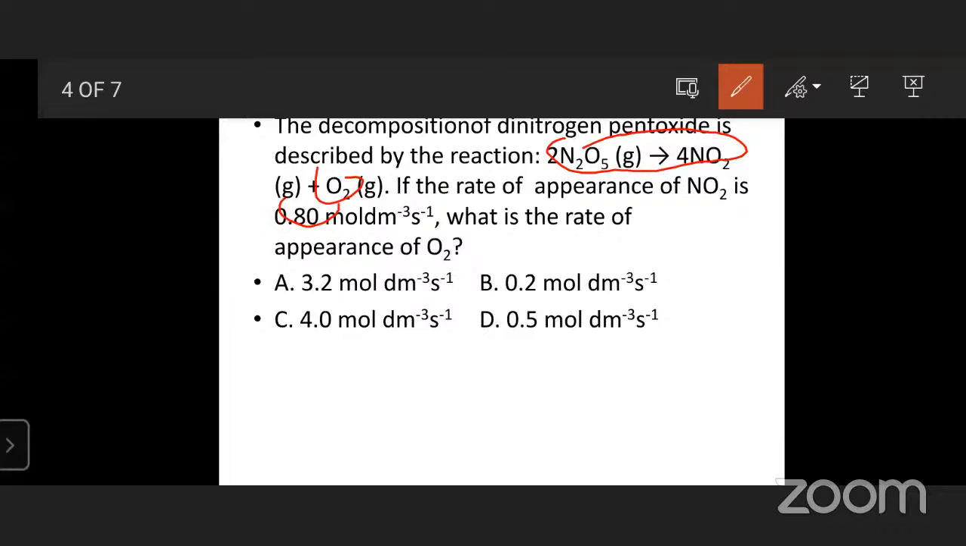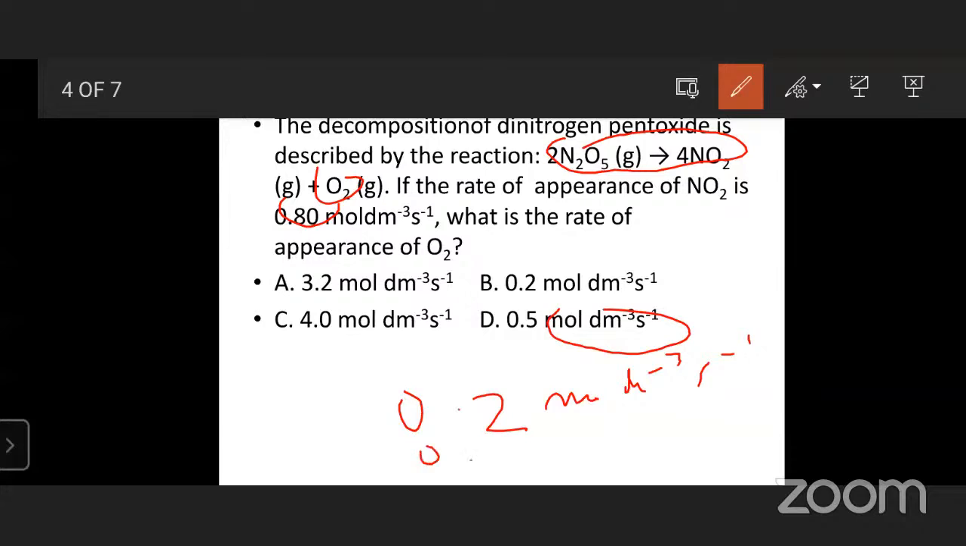Even when you pick the right answer, make sure you follow the unit. If the answer is 0.2, it's not just 0.2. I'm not saying it's 0.2, and they are saying mole per dm cube per second.